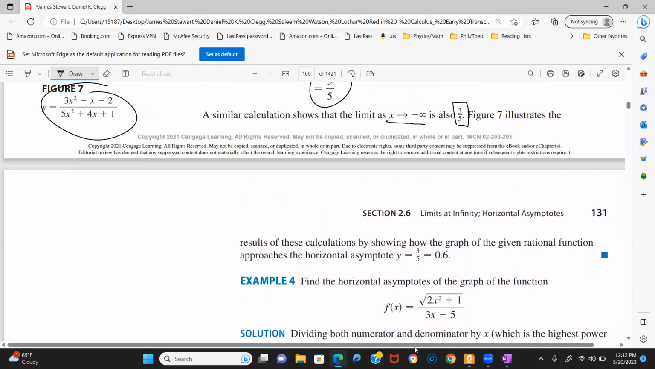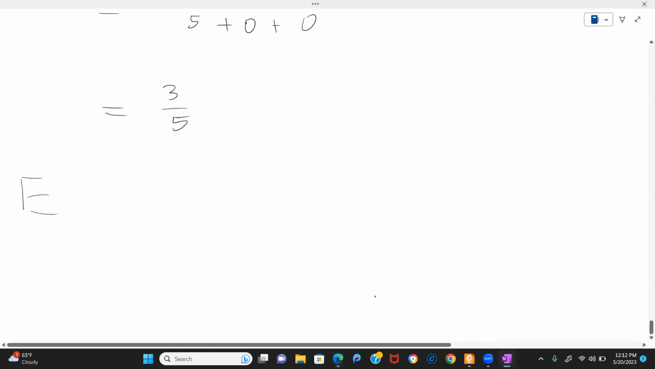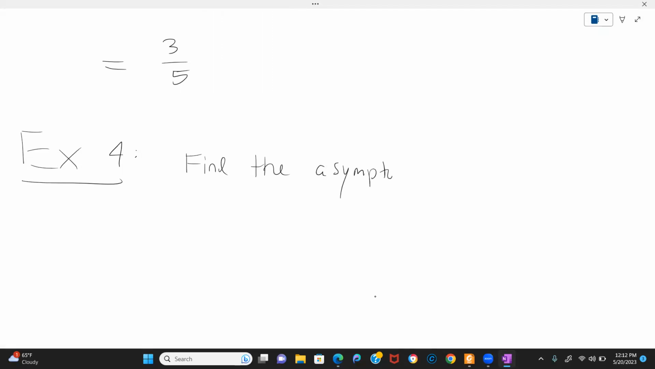All right, so now let's do another example. Okay, so this is example 4. All right, so the question is, find the asymptotes of f of x is equal to the square root of 2x squared plus 1, over 3x minus 5.